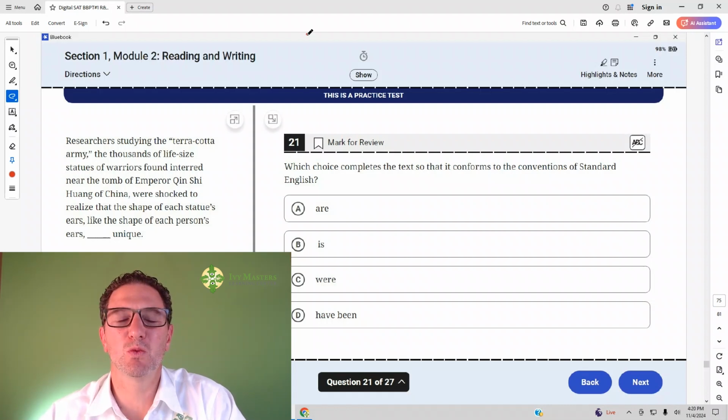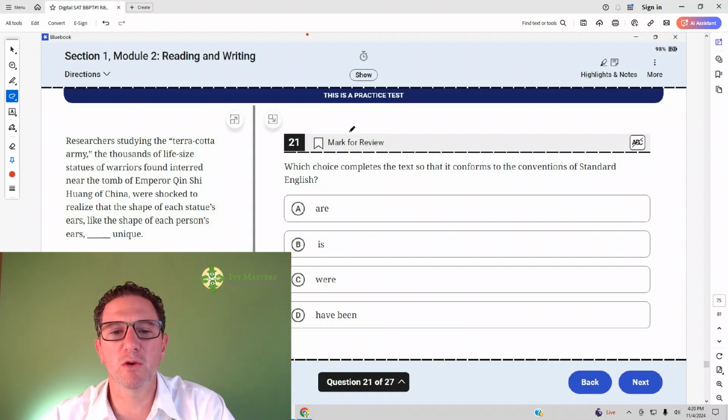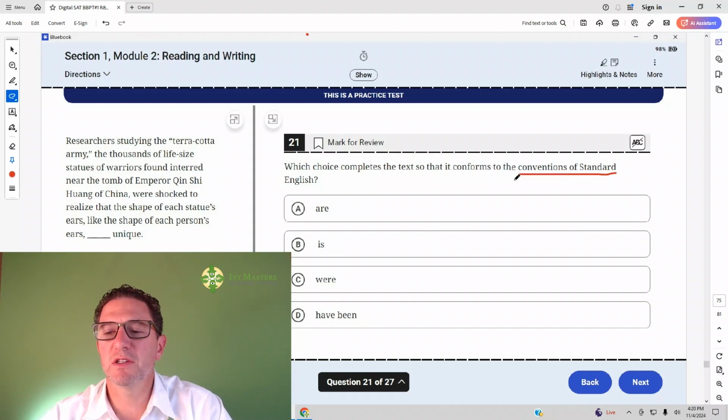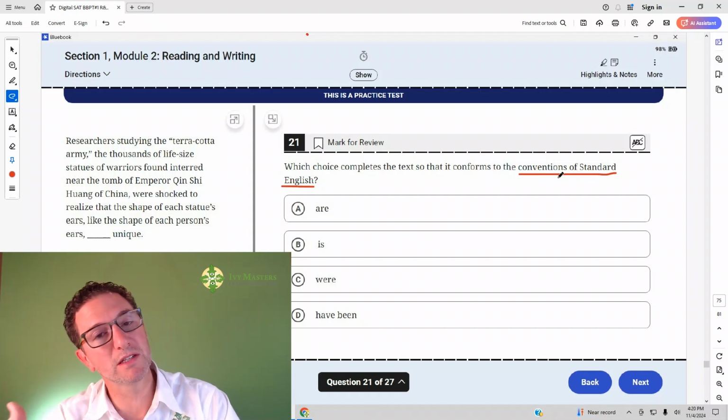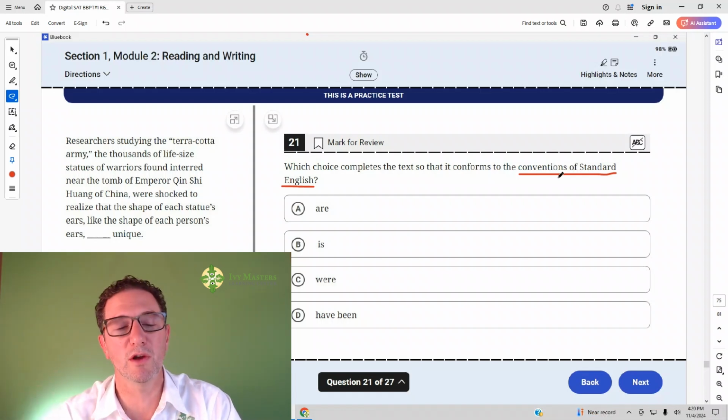Digital SAT Test 1, Module 2. This is a harder set of reading and writing questions. Question 21 reads, which choice completes the text that conforms to the conventions of standard English? Whenever you hear a question about the conventions of standard English, you always want to look at the answer choices first, because based on what the answer choices are telling you, you want to ask yourself certain questions.